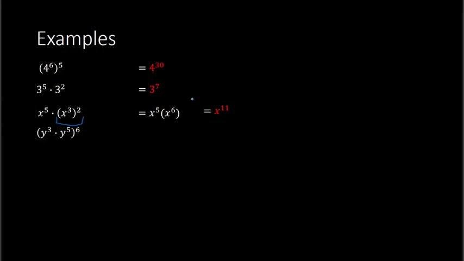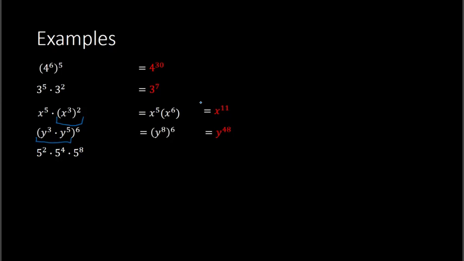Next we have y to the 3rd power times y to the 5th power. All of that is raised to the 6th power. So within the parentheses, we have to multiply. So y to the 3rd times y to the 5th. When you multiply, you add the exponents. So we have 3 plus 5 gives me 8. So we have y to the 8th power, raised to the 6th power. Power to a power, we multiply the exponents. So 8 times 6 gives me y to the 48th power.